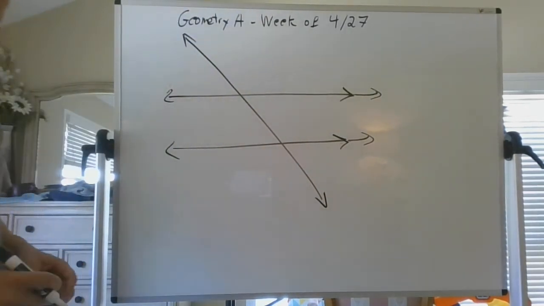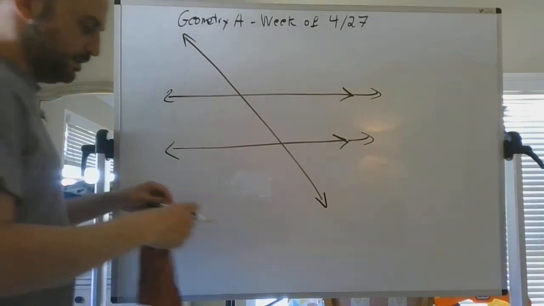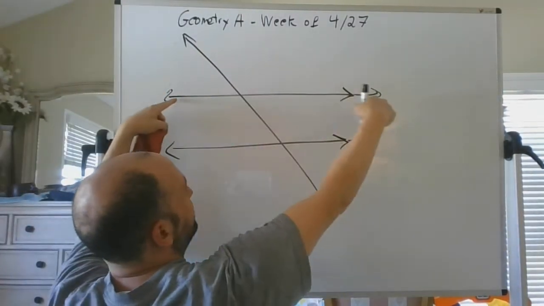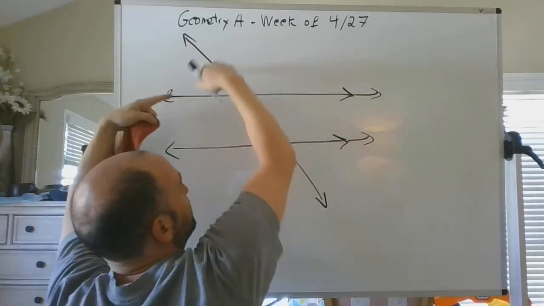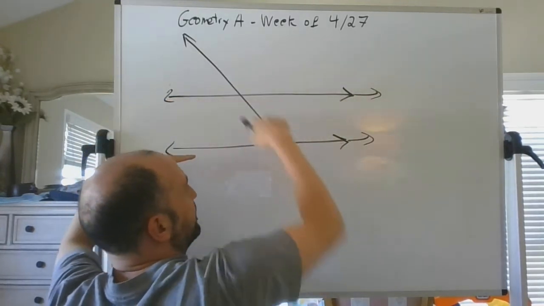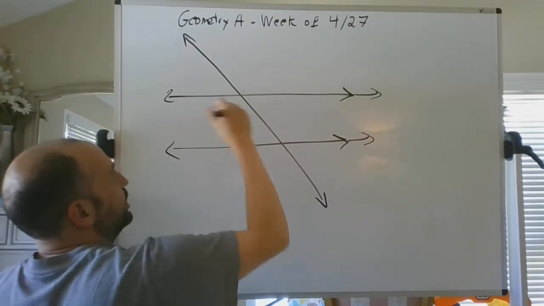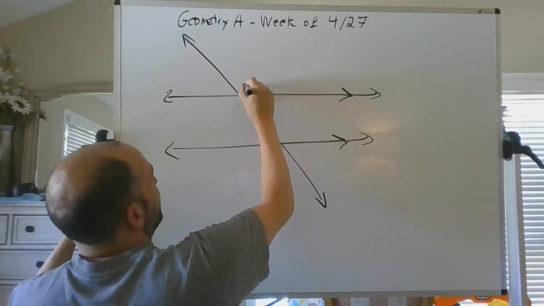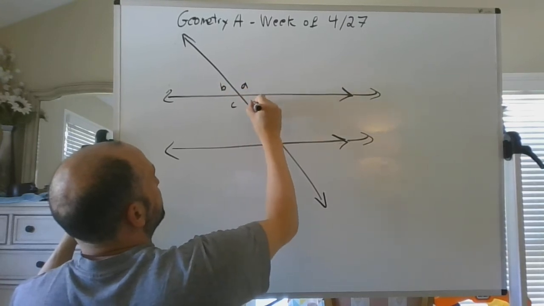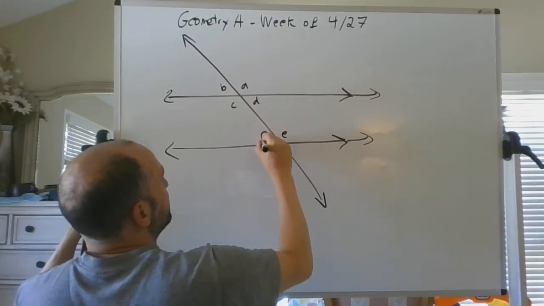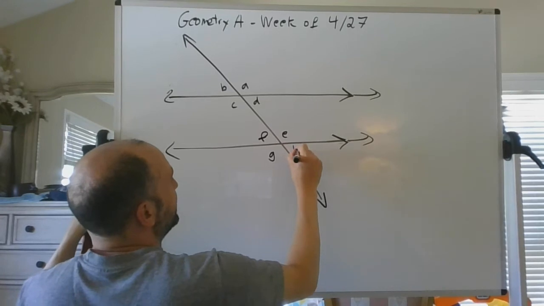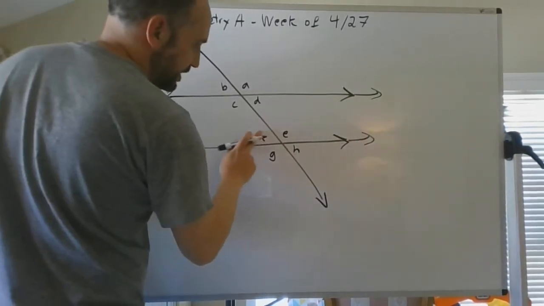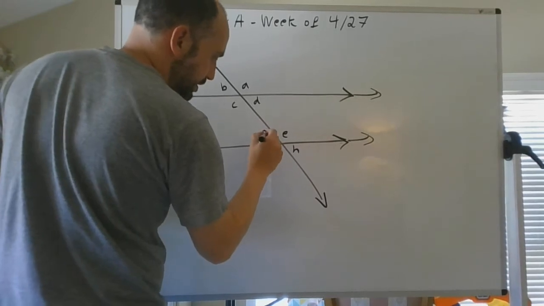Now I want you guys to look very carefully. You see how there's a line cut like the last problem we did? There's a line cut by a line, and there's a line here cut by the same line. I'm going to go A, B, C, D, E, F, G, H. I'm going to label all those angles. Okay. My F could be a little nicer. Sorry about that. All right.